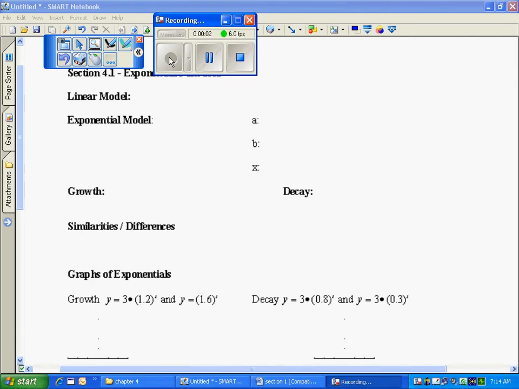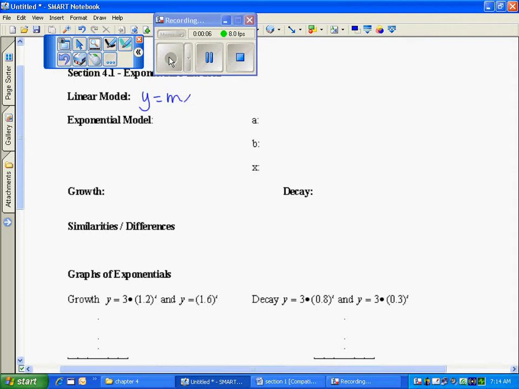We'll do section 4.1 in a couple lectures. The first is a linear model, y equals mx plus b, and we've studied those quite a bit. What we need to realize about a linear model is that it has a constant rate of change. And that constant rate of change is really m. So when I took a look at a graph here, it is going up by the same rate, that constant rate, throughout the whole graph.